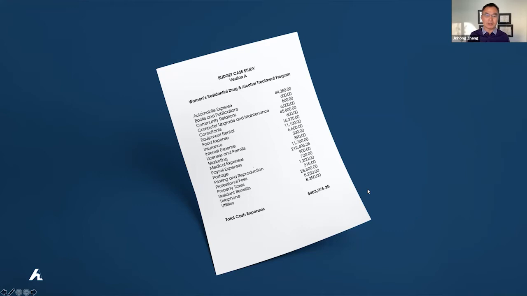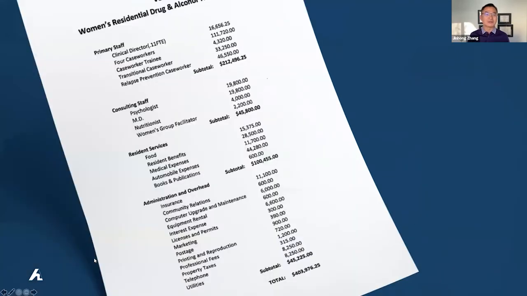Here we have a nonprofit organization, and this looks pretty organized, alphabetical order, right? So what story does this tell? It's harder to tell, right? Now let's look at this. Now this, we organized a little bit, categorized. Here we have the primary staff, the consulting staff, the resident service, and then admin. Yeah, this tells more about the story, right?